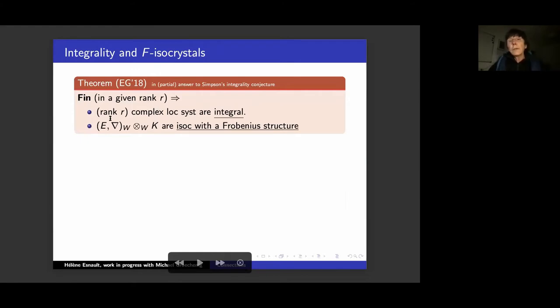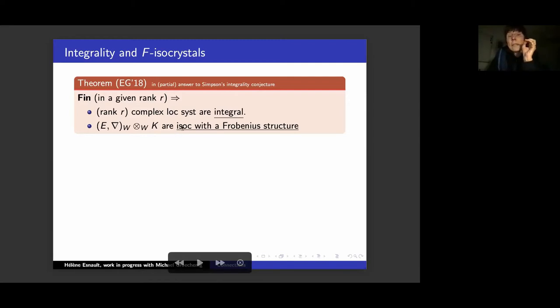On the other hand, we proved with Michel Gromov-Schneider, a few years ago, that given the finiteness conditions here, all complex local systems are integral. And in addition, if we take a connection, so this is on the Betti side, and now on the de Rham side, if we take a model of our variety over a ring of finite type over Z, and now we take a W-point, W being some Witt vectors of a finite field here. We take a W-point and we look at the field of definition of the variety. We look at the value of our connection on the fiber over this p-adic field.